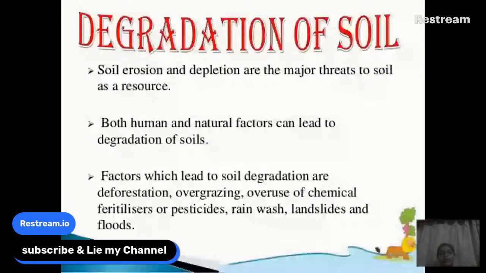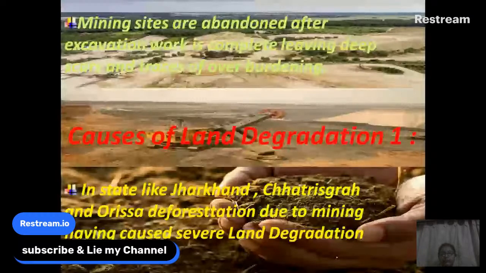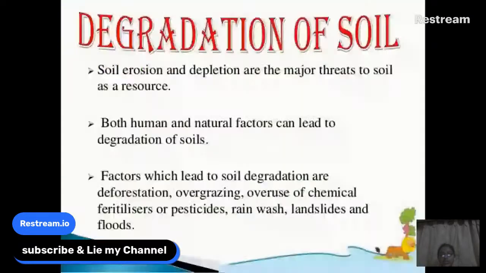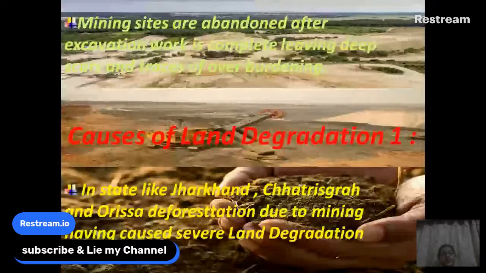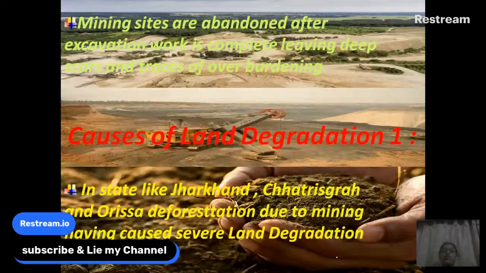Okay, before going to degradation, first we need to know about the causes of land degradation. The first cause of land degradation is that mining sites are abandoned after excavation work is complete, leaving deep scars and traces. After this happens, what happens when the second team comes to mine? It can't take any more, and it causes land degradation.